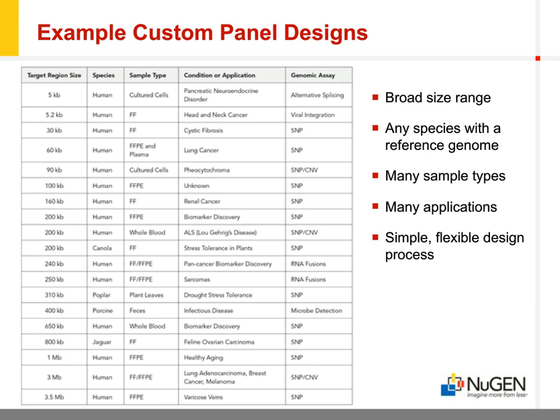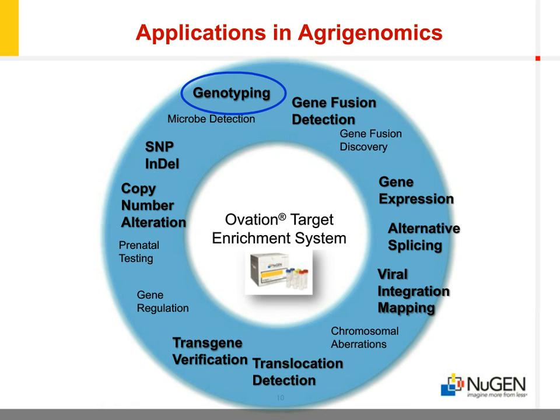Today's focus will be on genotyping for agrigenomics. There are an abundance of additional applications in this space that can be enabled with Nugen's target enrichment system, including large-scale rearrangements, pathogen mapping and identification, and fundamental research, including gene expression.